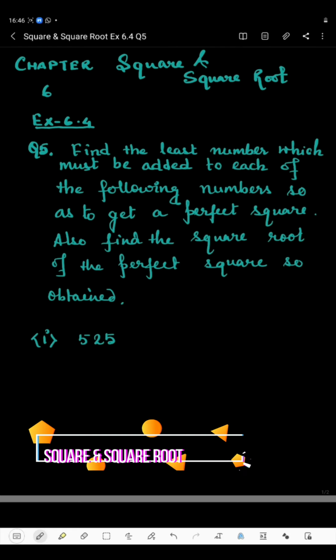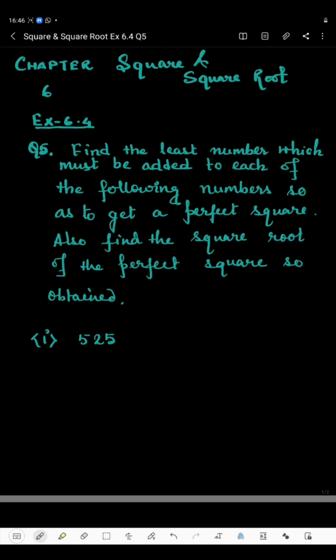Hello students, now I am going to start question number 5 of exercise 6.4. Question number 5 says find the least number which must be added to each of the following numbers so as to get a perfect square. Here whatever number is given is not a perfect square number. We will have to add something to this number to get a perfect square number.